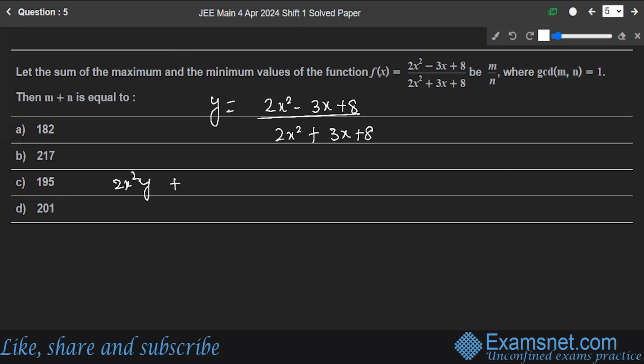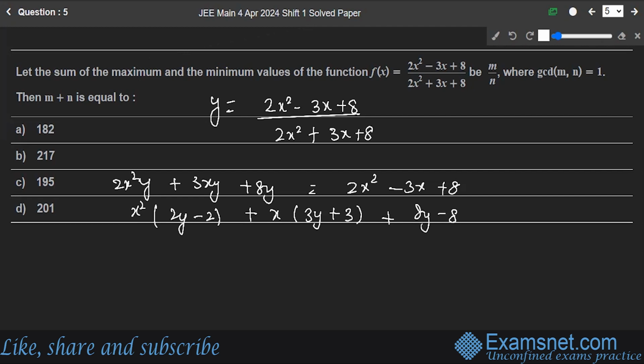You will have 2x squared y plus 3xy plus 8y is equal to 2x squared minus 3x plus 8. Combining the terms, let's take x squared common. You will have (2y minus 2) x squared plus x times (3y plus 3) plus (8y minus 8) is equal to 0.